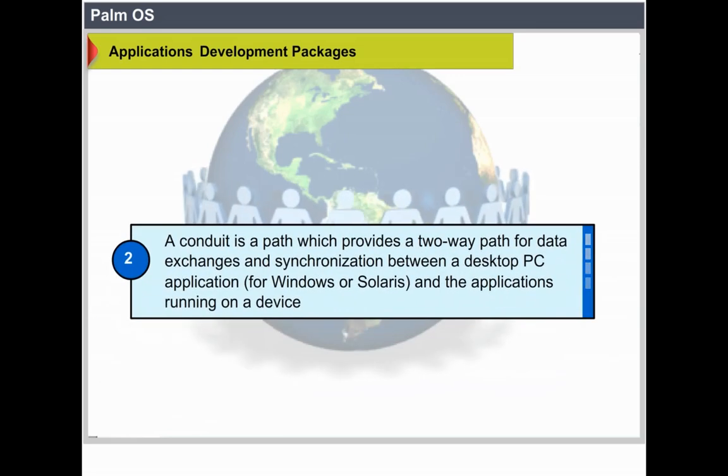A conduit is a path which provides a two-way path for data exchanges and synchronization between a desktop PC application for Windows or Solaris and the applications running on a device.